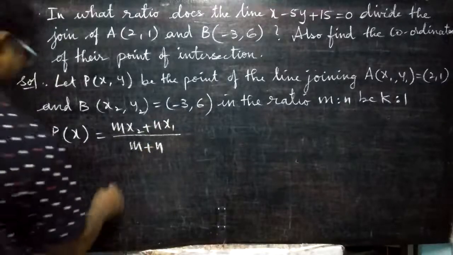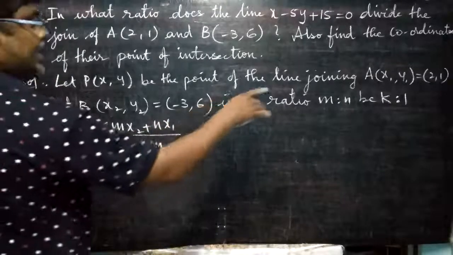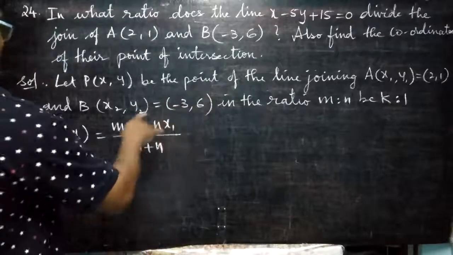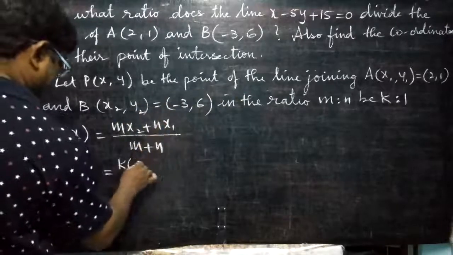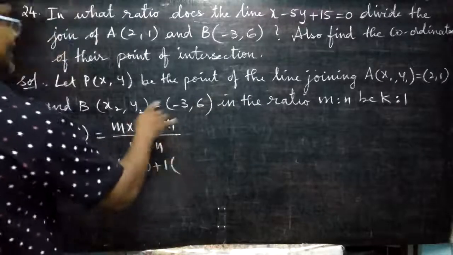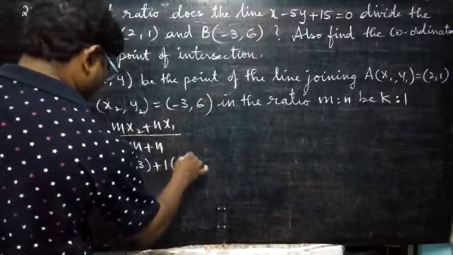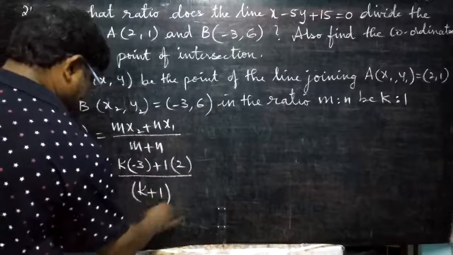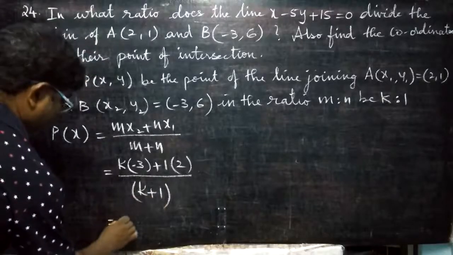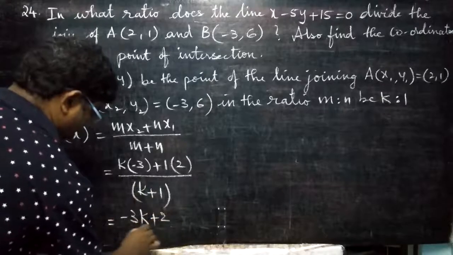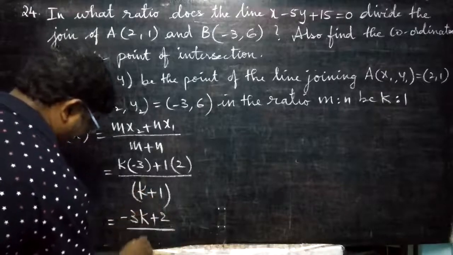Now in place of m, n we put k and 1. So k into x2, which is minus 3, plus 1 into x1, which is 2, by k plus 1. That is equal to (minus 3k plus 2) by (k plus 1).